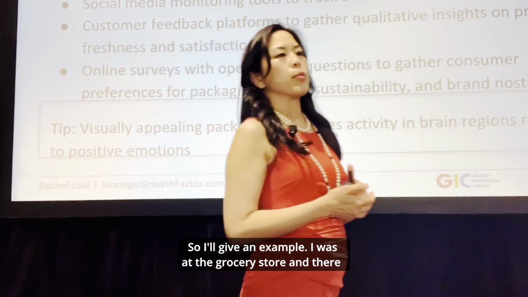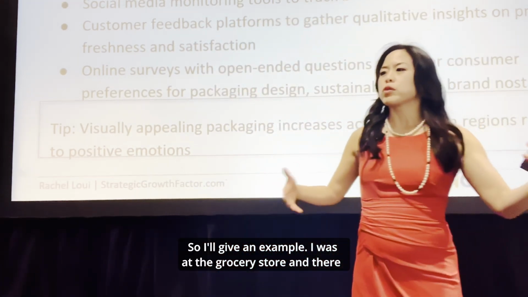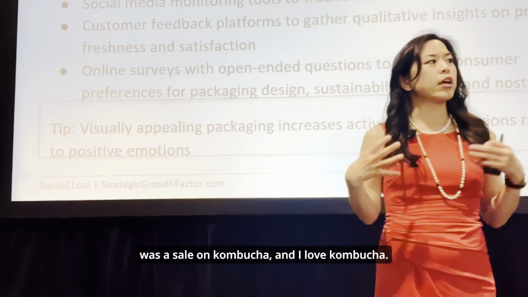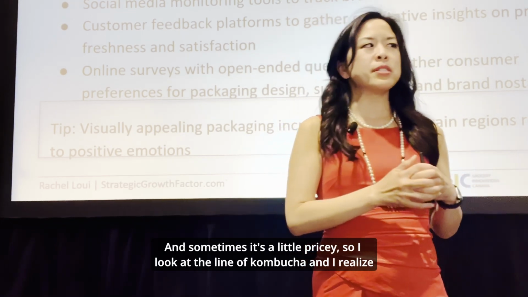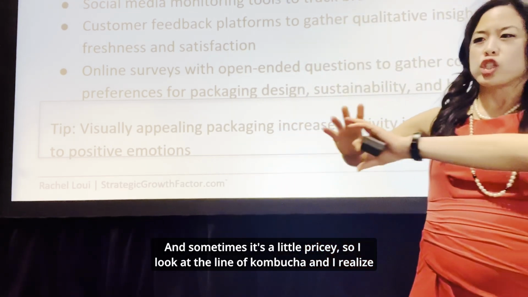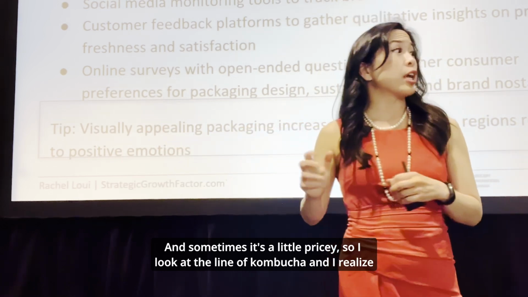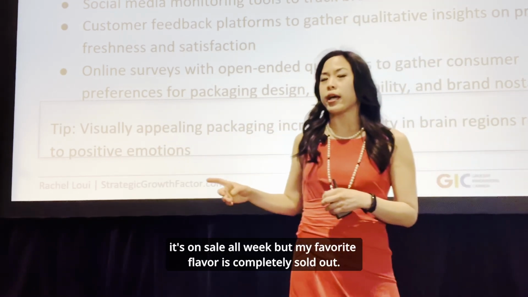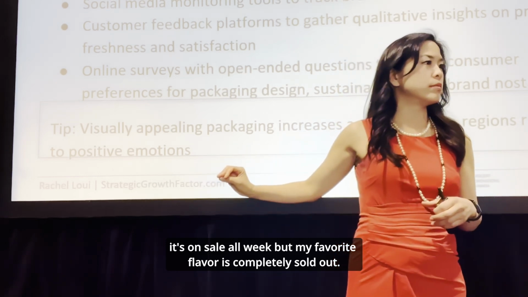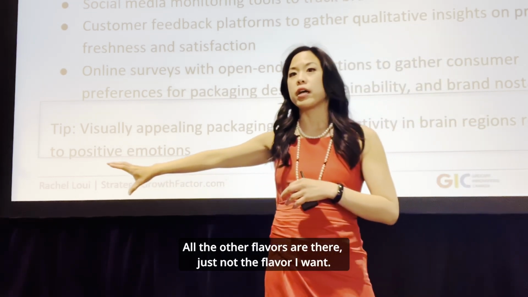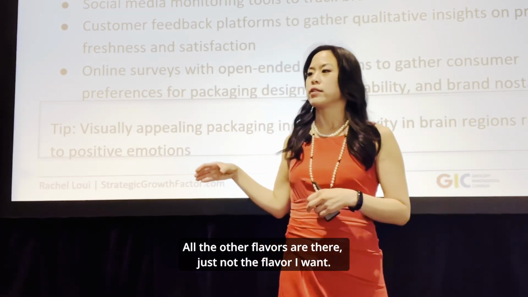So I'll give an example. I was at the grocery store, and there was a sale on kombucha. And I love kombucha, and sometimes it's a little pricey. So I look at the line of kombucha, and I realize it's on sale all week, but my favorite flavor is completely sold out. All the other flavors are there, just not the flavor I want.